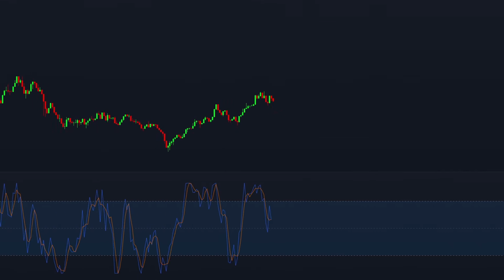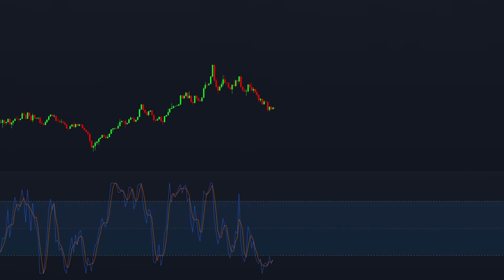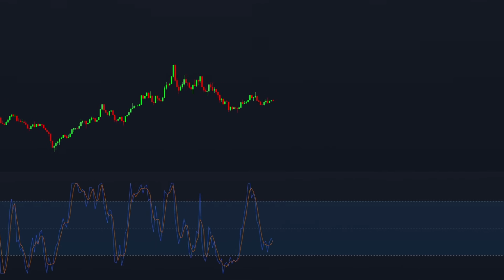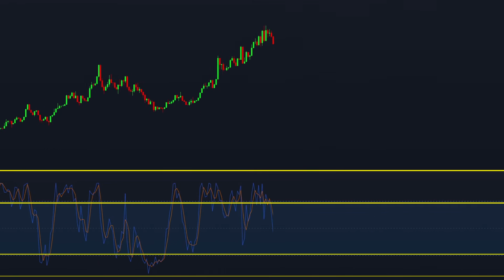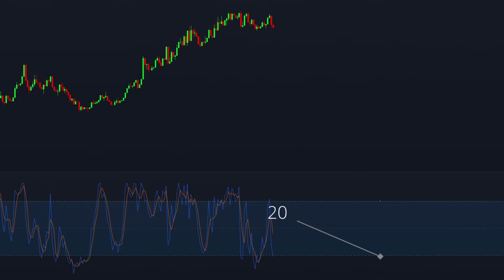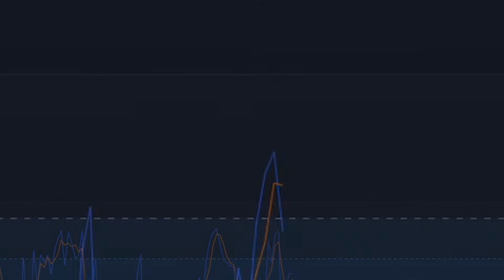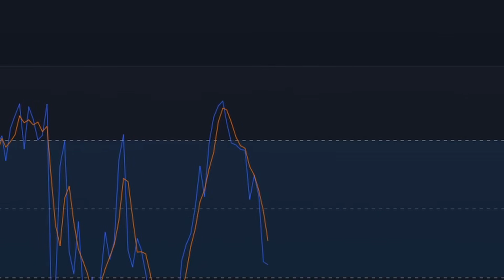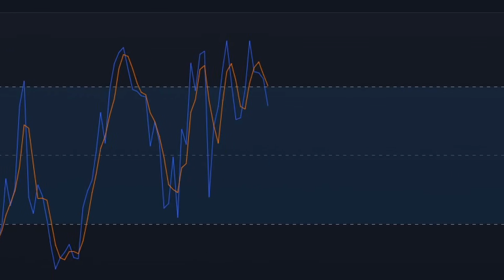It's a range-bound indicator, which means it oscillates between two numbers, in this case 0 to 100. Like the RSI, we have an overbought and oversold zone that indicate possible reversal points in the market. On the regular stochastic, they are set to 20 and 80 by default. These zones mark our overbought and oversold areas. Indicator values above 80 are considered overbought, while indicator values below 20 are considered oversold.